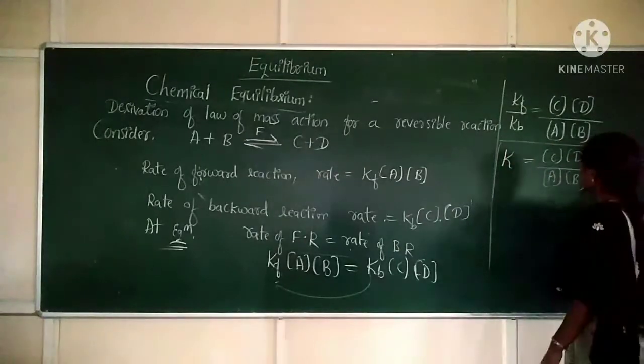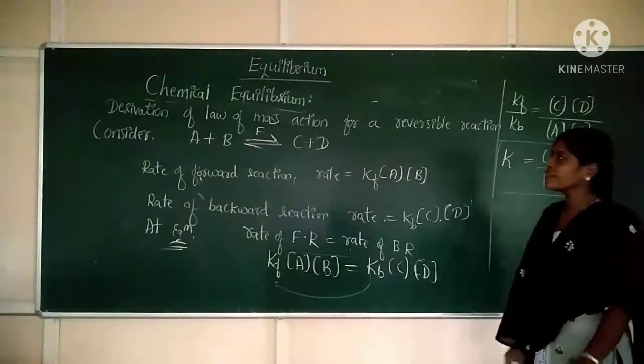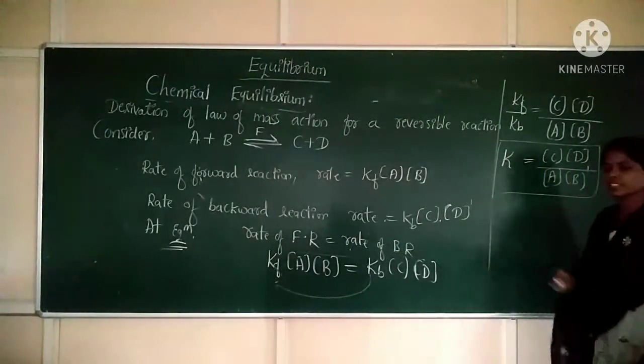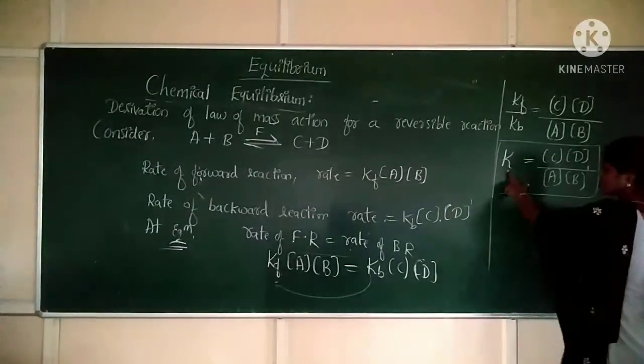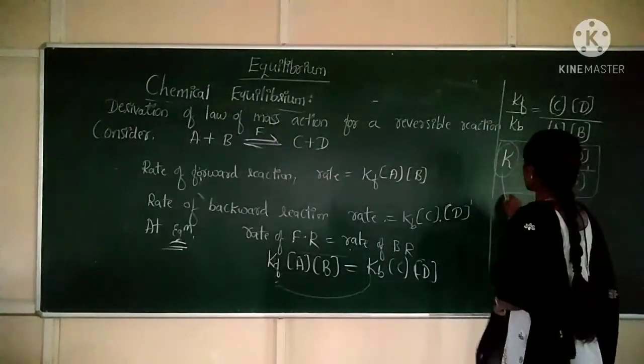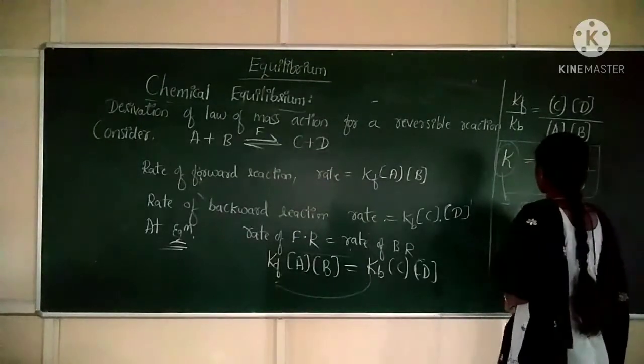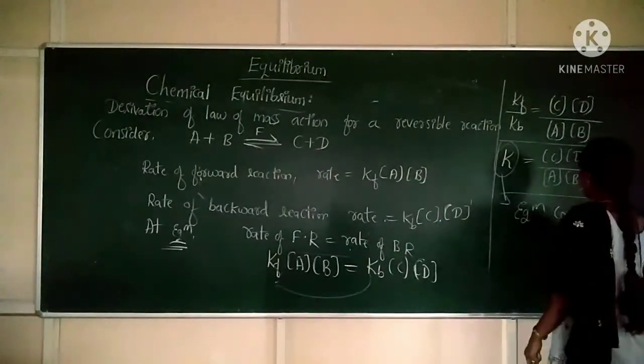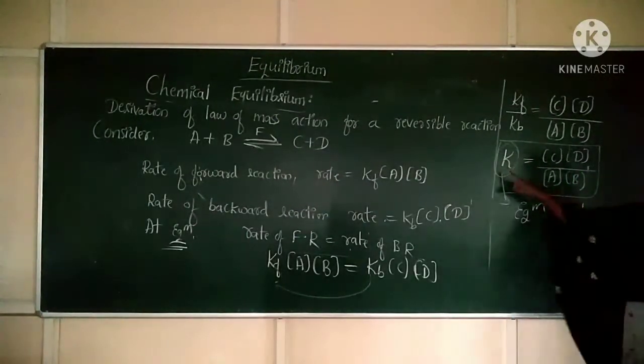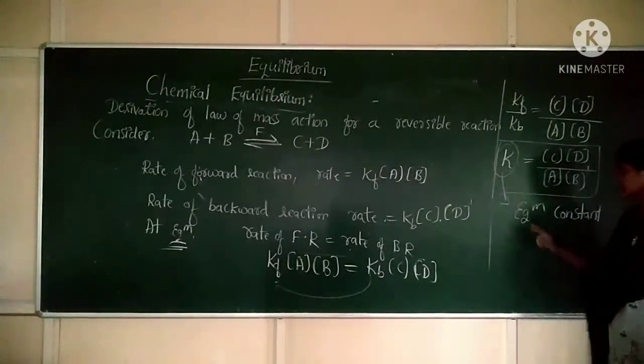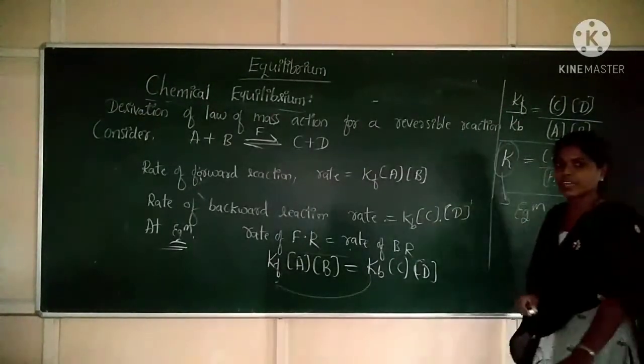Now this is the derivation of the law of mass action for a reversible reaction. What is K here? K is your equilibrium constant. Now the equilibrium constant can be defined as what?